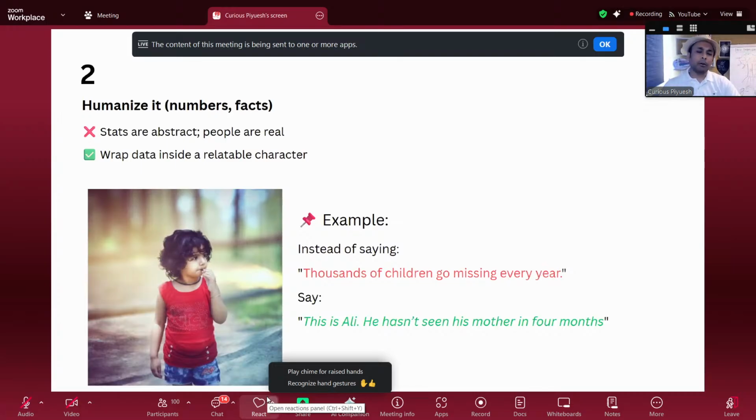It doesn't excite big emotions, but say it like this, humanize it. This is Ali. He hasn't seen his mother for 4 months. Are you seeing the difference here?